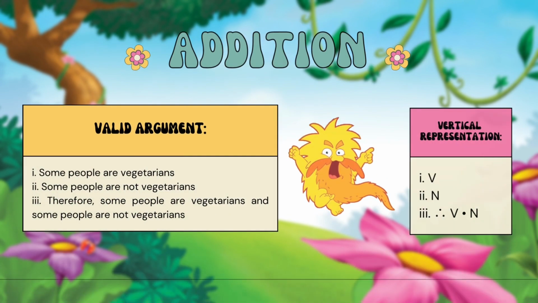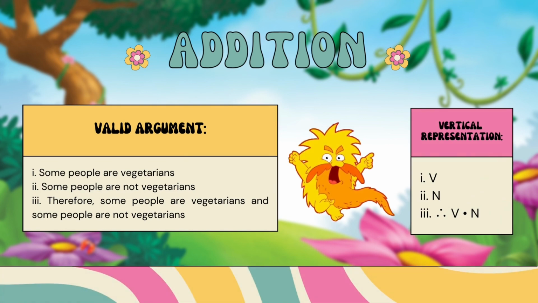Let us consider another argument with a different logical structure called addition. Consider the argument. First premise, some people are vegetarians. Second premise, some people are not vegetarians. Conclusion, therefore, some people are vegetarians and some people are not vegetarians. We represent V for the first premise and N for the second premise. The argument structure of the representation of the argument will look like this.